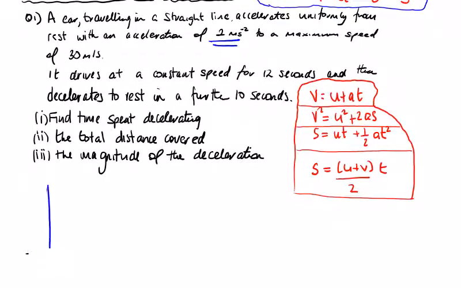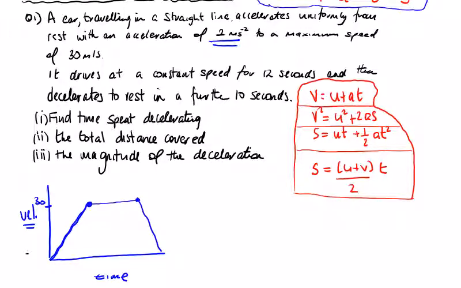So let's start off with my time on the bottom and my velocity on the side. I'll just call it VEL. So from 0 to a certain speed, and that's going to be 30, the max up here. Max speed is 30 along this line here. So it then drives at a constant speed for 12 seconds along here and decelerates to rest in a further 10 seconds.